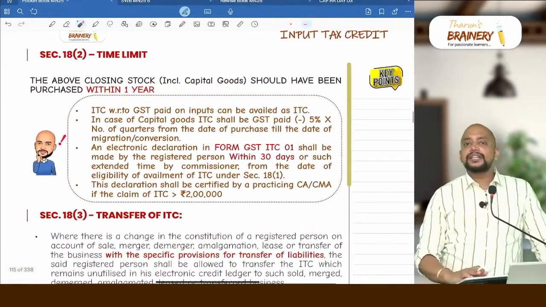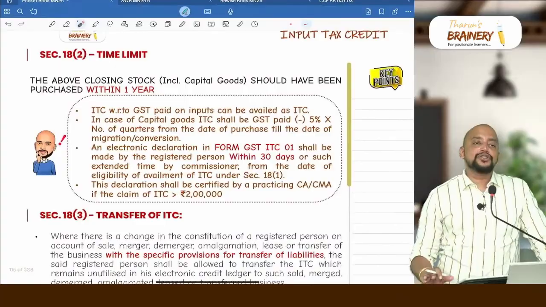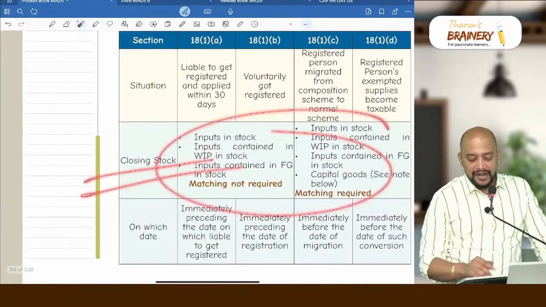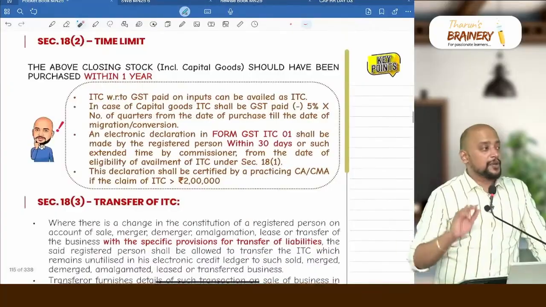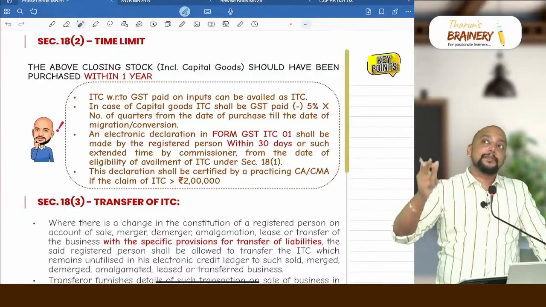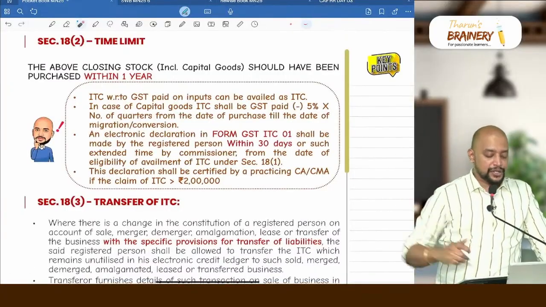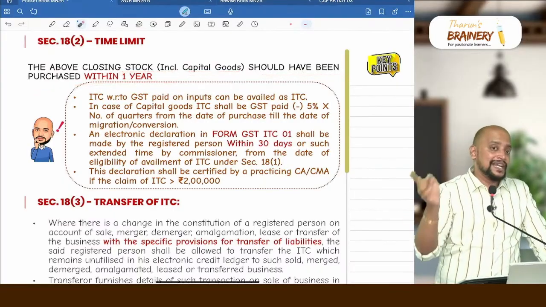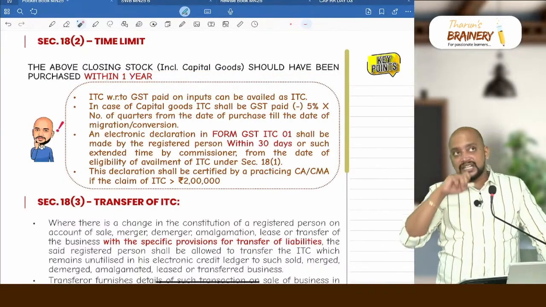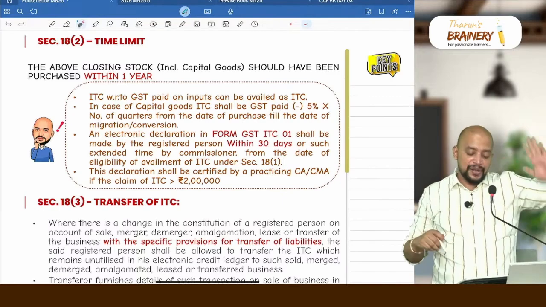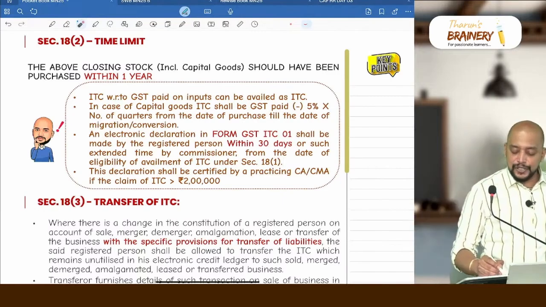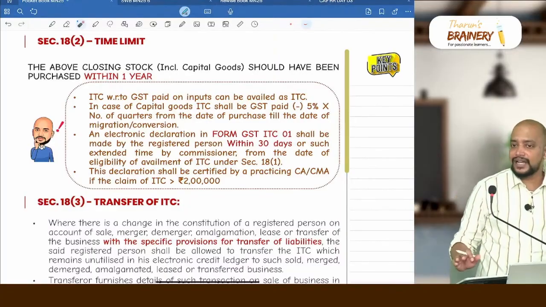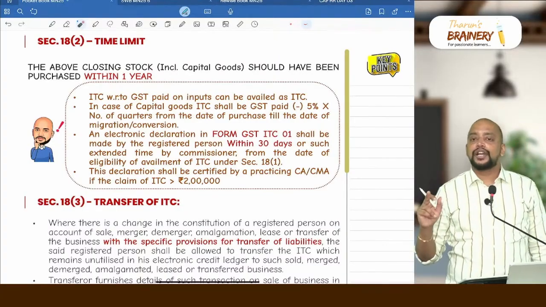Then in all these four cases, the time limit should be within 1 year prior. All this closing stock whatever we have discussed should have been purchased within 1 year prior to the date of the closing stock. The above closing stock, including capital goods, should have been purchased within 1 year prior, that is, the invoice date to the closing stock date should be within 1 year. And ITC with respect to GST paid on inputs can be availed fully as ITC, but for capital goods only we need to reduce.